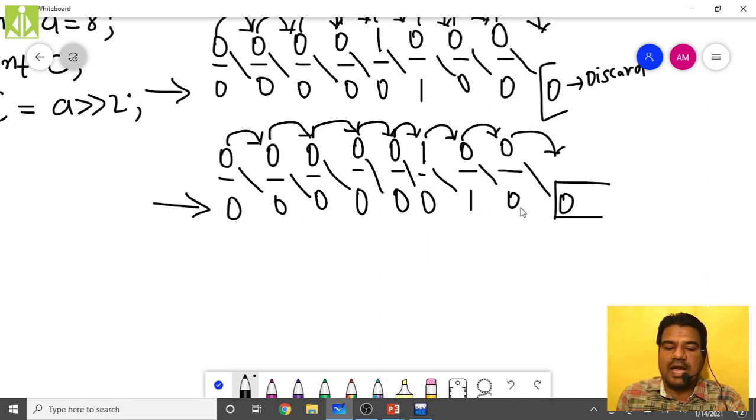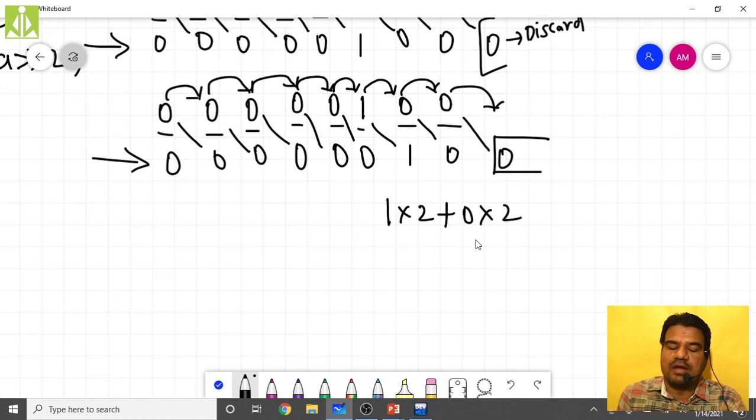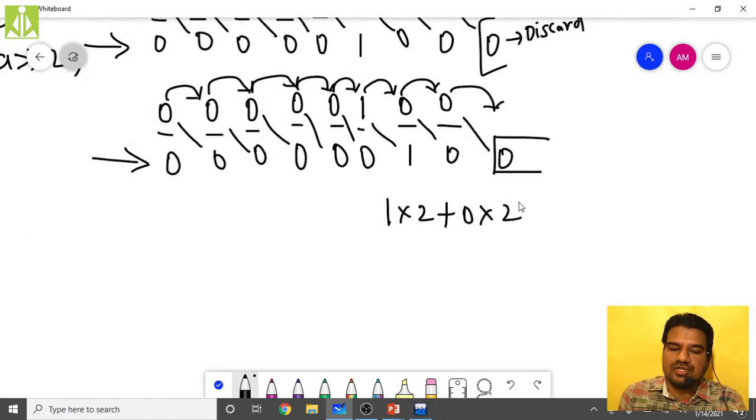So now what value do we have? We have 6 zeros followed by 1 0. All these zeros constitute 0 only, so I'm not considering them. I'm writing only 1 multiplied with 2 power 1 plus 0 multiplied with 2 power 0. So 2 power 1 is 2, plus 0 multiplied with 2 power 0 is 0 only. So you will get 2.